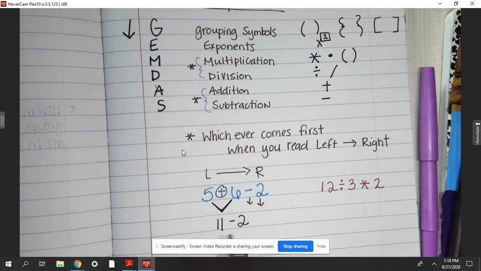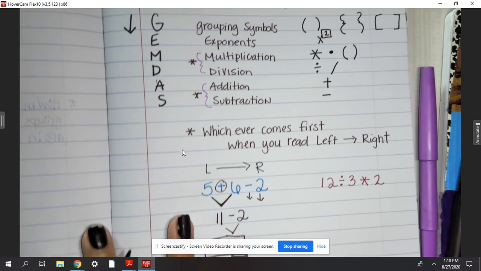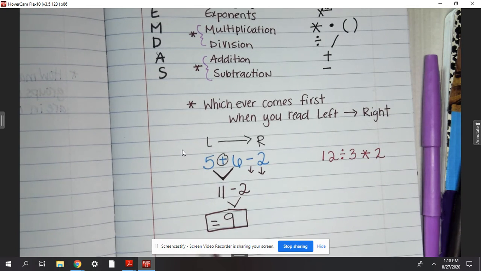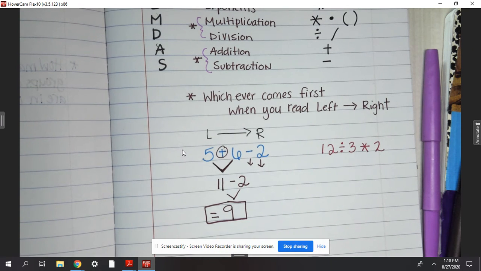Now, all I'm left with is subtraction. So now I'm going to subtract. 11 minus 2 equals 9. So anytime we are solving, I want you to put a box around it or a circle around it. This helps whenever I'm looking at your work to find the answer here, right? So I don't have to go looking all over the page.